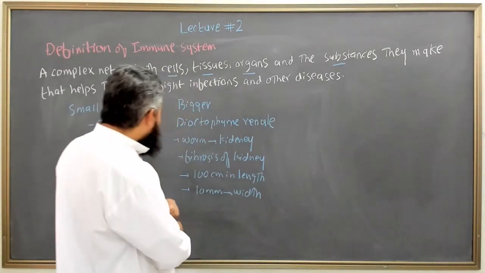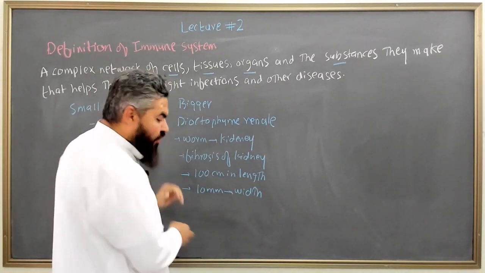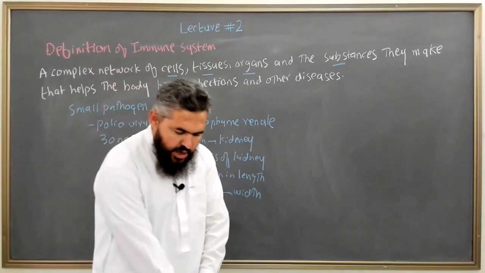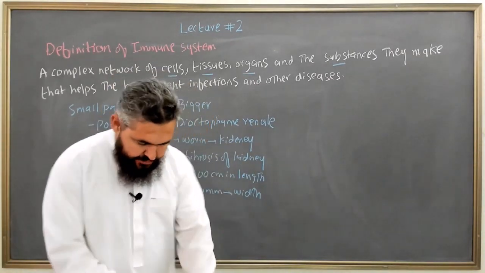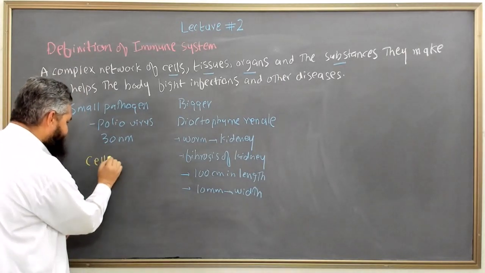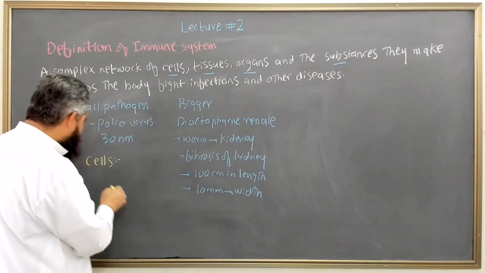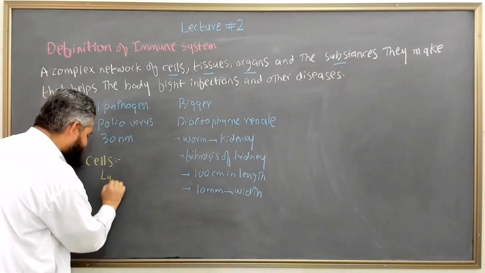Now, let me give you some examples of the cells that are involved in your immune system. The important cells of the immune system include the lymphocytes.